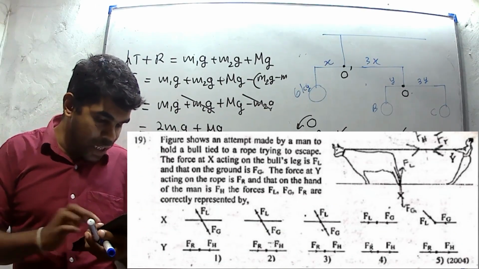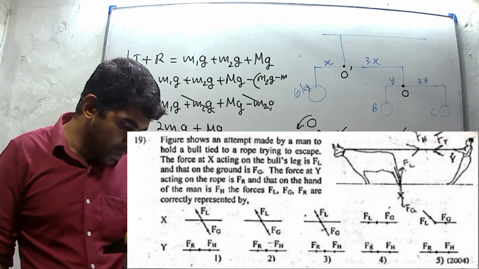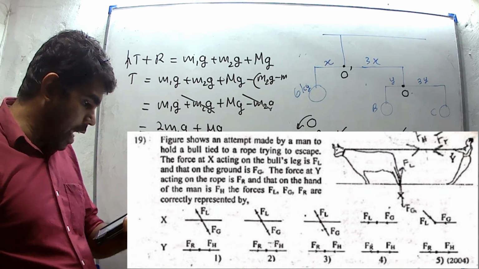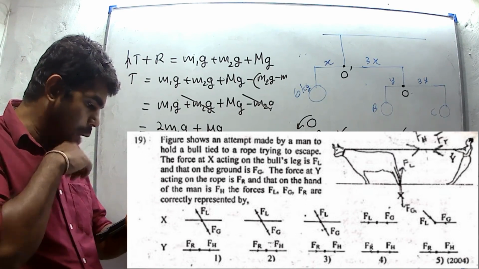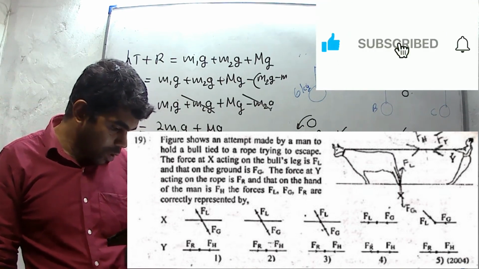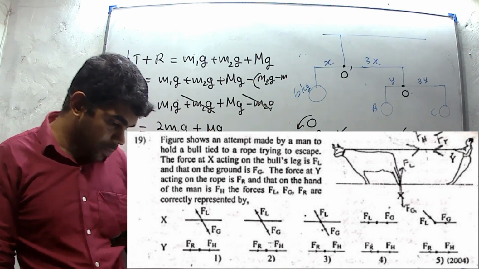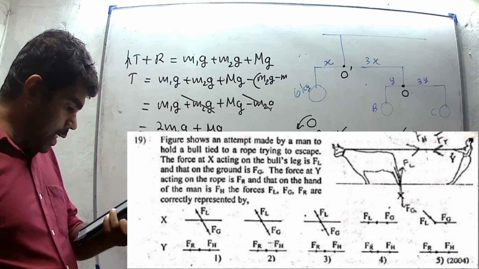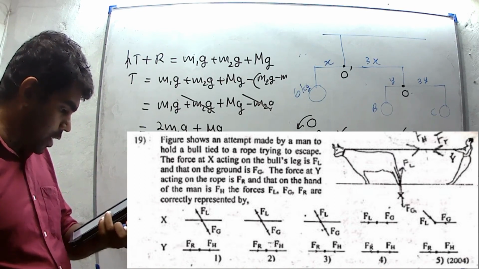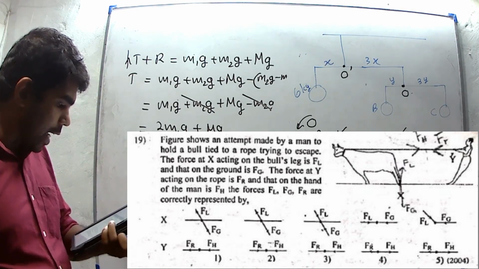19. The figure shows an attempt made by a man to hold a bull tied to a rope trying to escape. The forces at X acting on the bull's leg is FL and acting on the ground is FG. The forces at Y acting on the rope is FR and that on the hand of the man is FH. The forces FL, FG, FR are correctly represented by.